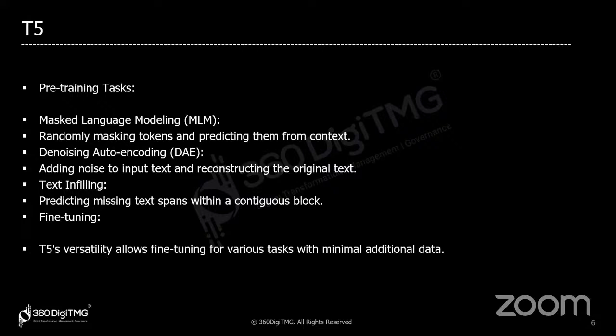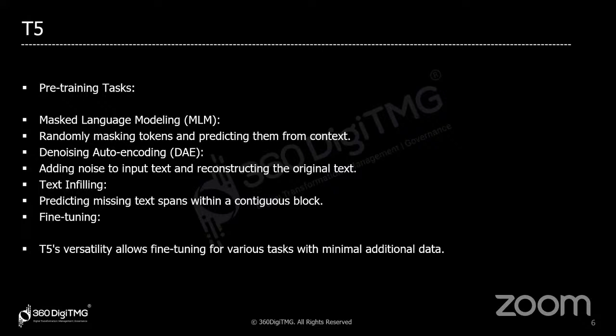And then there is text infilling. In text infilling, the model is trained to predict missing text spans within a contiguous block of text. The model learns to fill in the gap based on the surrounding context. For example, "the cat mask on the mat". There is a contiguous block missing within the statement, and we have to fill it using text infilling. Okay. So this is how it is.